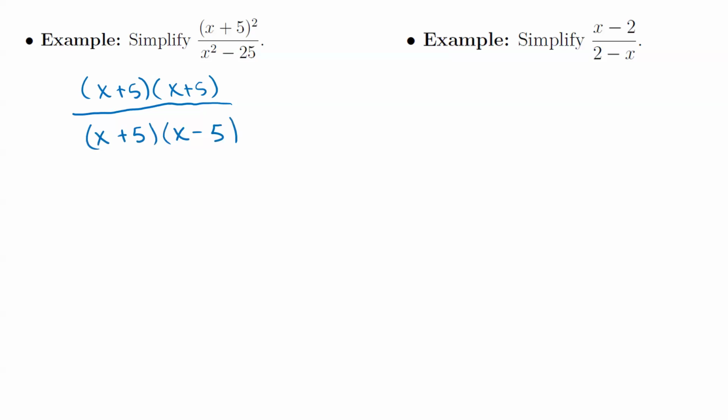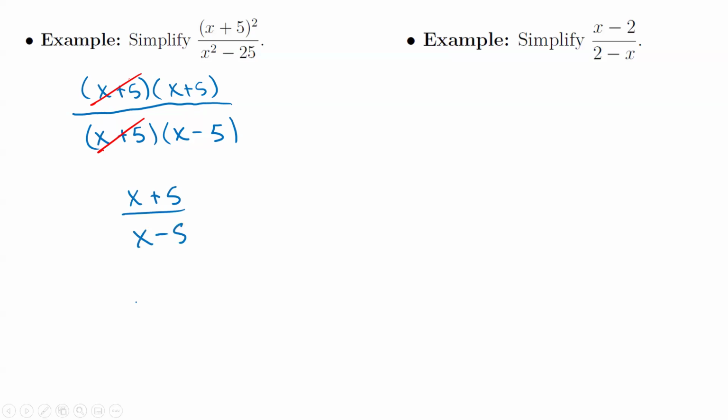And since there is a common factor on top and bottom, this x plus 5 and this x plus 5 can cancel. And as similar as this one and this one look, they both have x's, they both have 5s. They are not identical. They have to be identical factors in order to be able to cancel out. So x plus 5 over x minus 5 is my final answer.